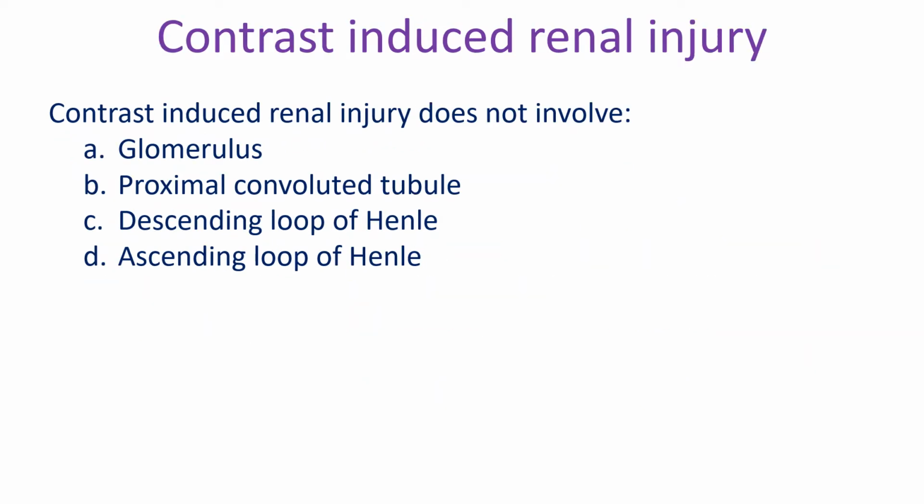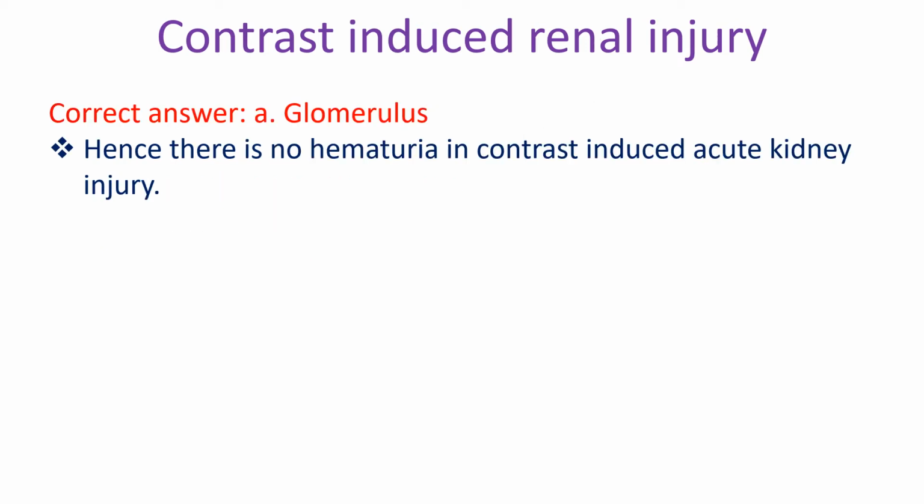Contrast-induced renal injury does not involve A. glomerulus, B. proximal convoluted tubule, C. descending loop of Henle, D. ascending loop of Henle. Correct answer A. glomerulus. Hence, there is no hematuria in contrast-induced acute kidney injury.